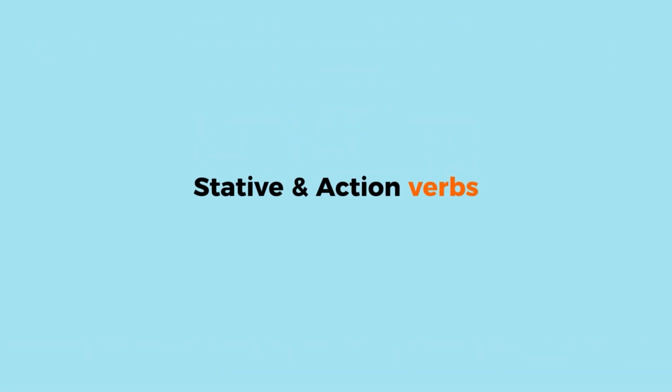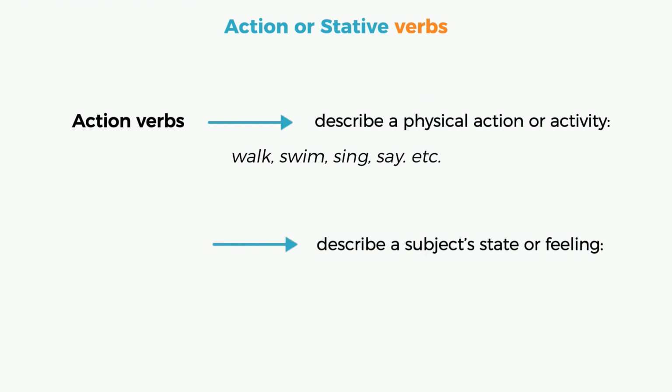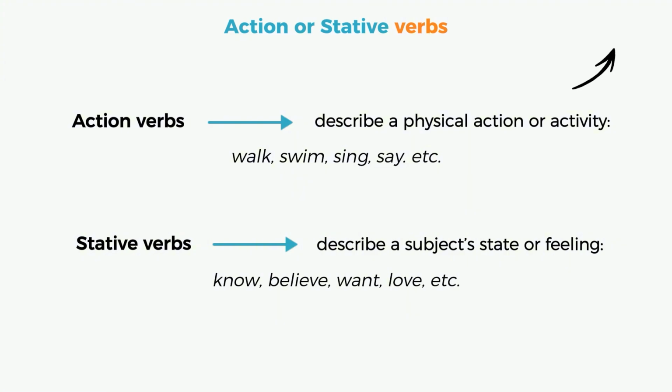Stative and action verbs. The majority of verbs describe a physical action or activity. Consequently, they are called action verbs. For example, walk, swim, sing, say. Verbs that describe a subject's state or feeling are called stative verbs. Examples are the following: know, believe, want, love. More detailed explanations can be found via link.